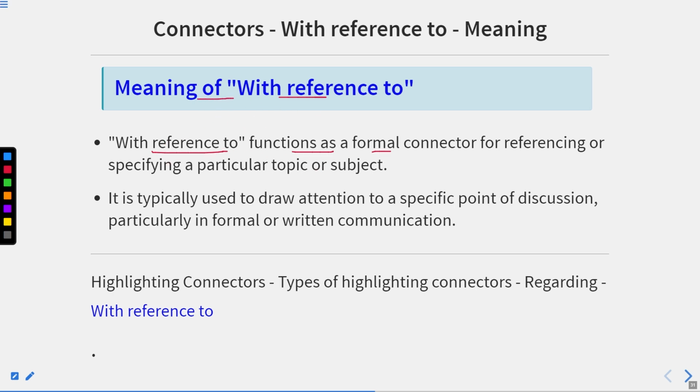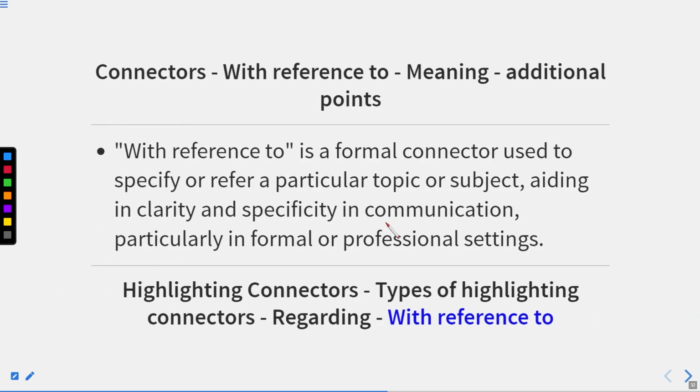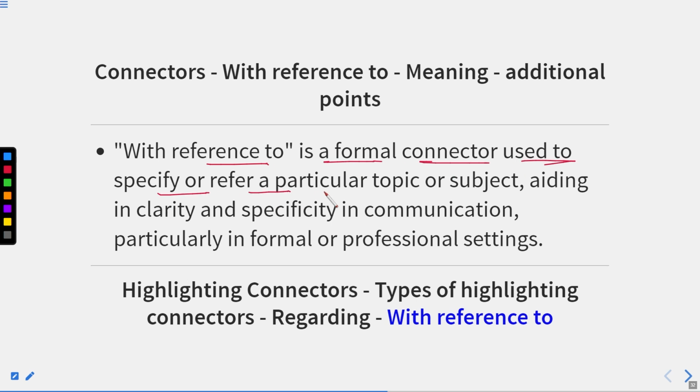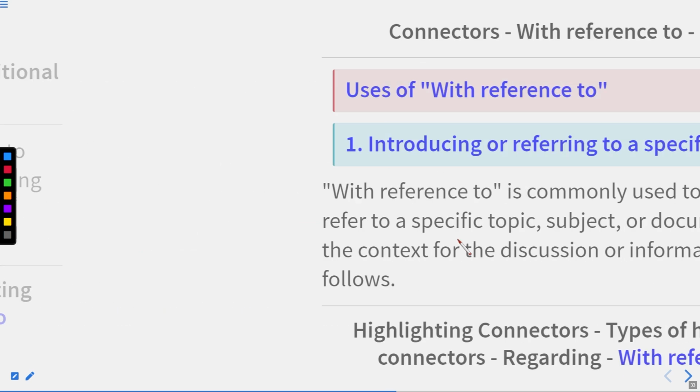With reference to functions as a formal connector for referencing or specifying a particular topic or subject. It is typically used to draw attention to a specific point of discussion, particularly in formal or written communication. So this is a very, very important point about with reference to. With reference to is a formal connector used to specify or refer to a particular topic or subject, aiding in clarity and specificity in communication, particularly in formal or professional settings.